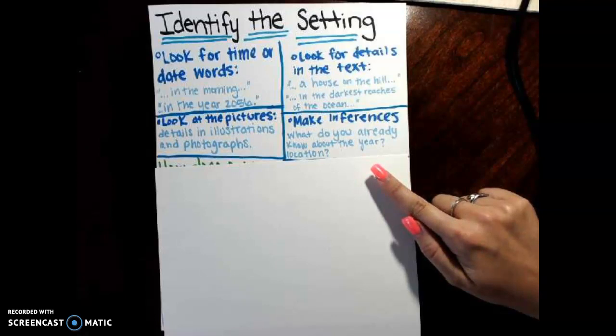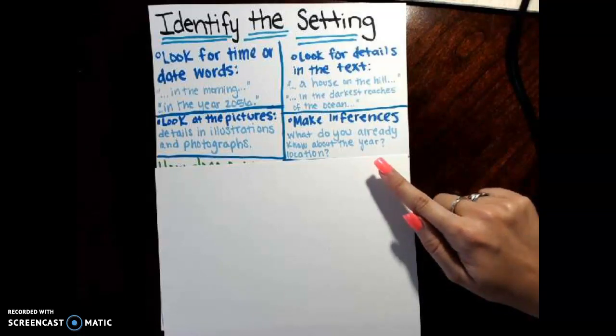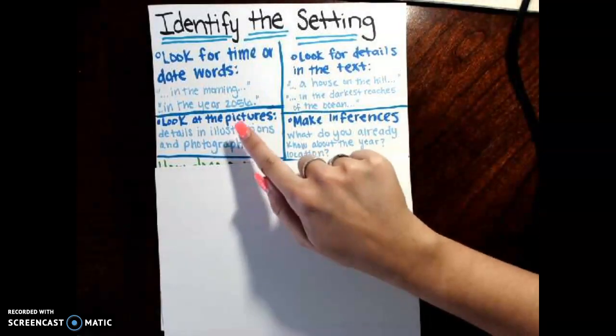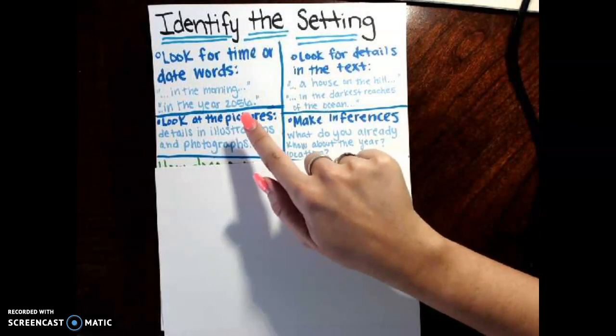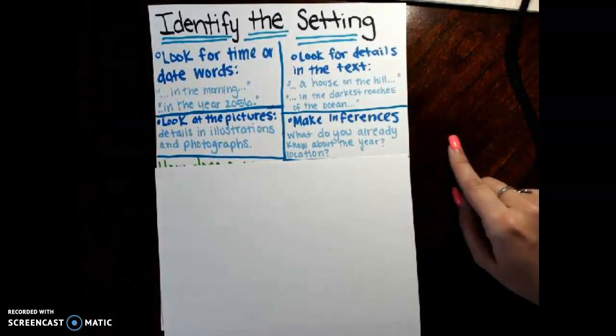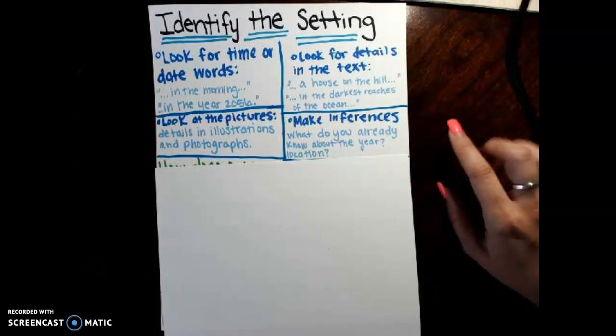Make inferences. What do you already know about the year or the location? If I have a story set in the 1920s, I know they're not going to have computers and cell phones like we do now. And if it's set in 2056, I don't really know what it's going to look like then, but I can guess that maybe there'll be robots or flying cars or something cool like that.